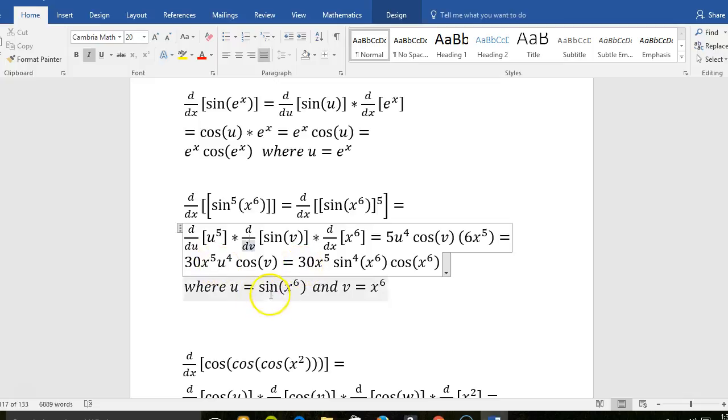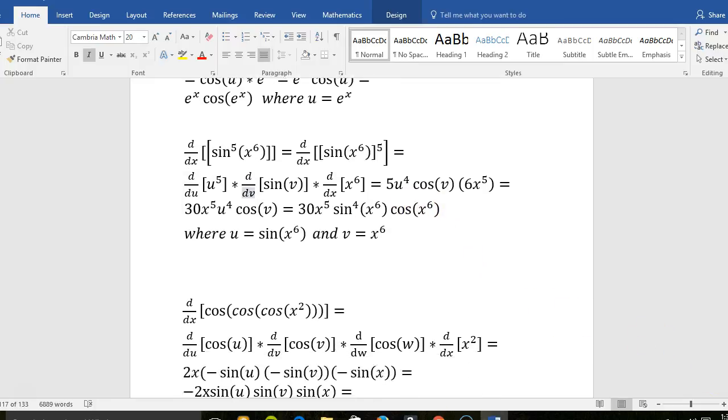Now u is the sine of x to the sixth, so u to the fourth is the sine fourth of x to the sixth. That's what the sine 4 means, right there, sine to the fourth. And then I've got my cosine of v, but now v is x to the sixth, so cosine of x to the sixth.